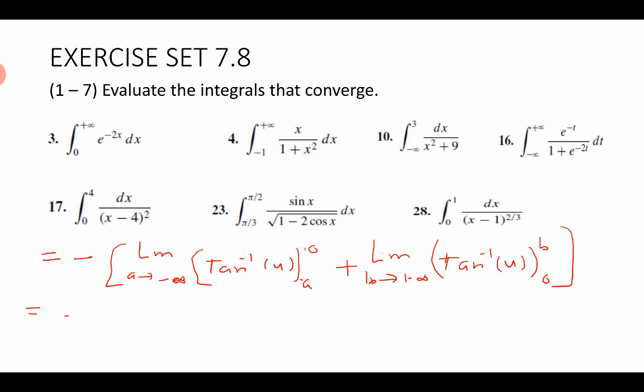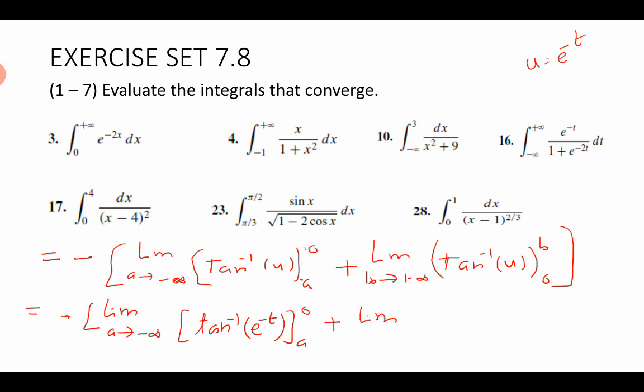And the negative outside, and what is tan inverse 0 is, no, the u should be replaced. What is your choice of u? u is e raised to negative t. So next, limit a approaches negative infinity, and this is tan inverse e^(-t) from a to 0, plus limit b approaches positive infinity of tan inverse e^(-t), and the limit is from 0 to b.